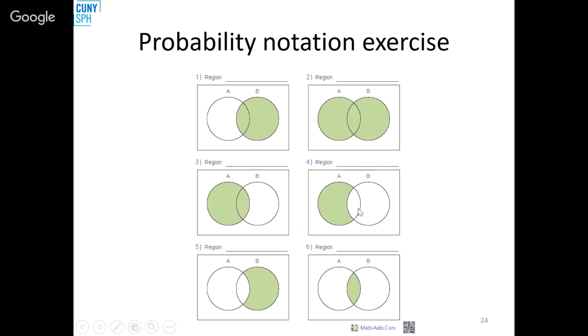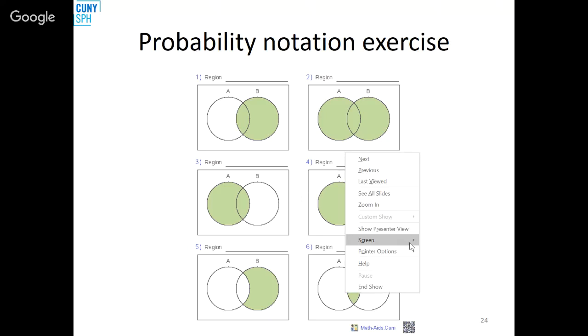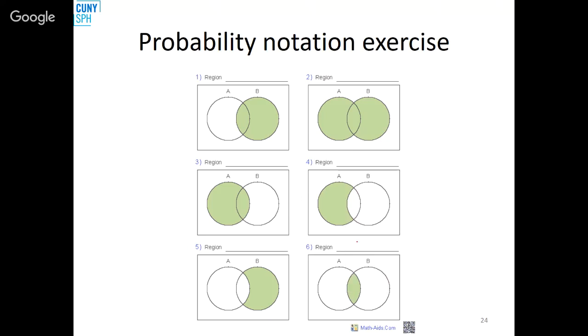You're skipping ahead to 4 here. So here is something that involves both A and B. This is going to be hard to write on here, but I'm going to write it as the probability of A and the complement of B. So it has to be A and it has to be not B.